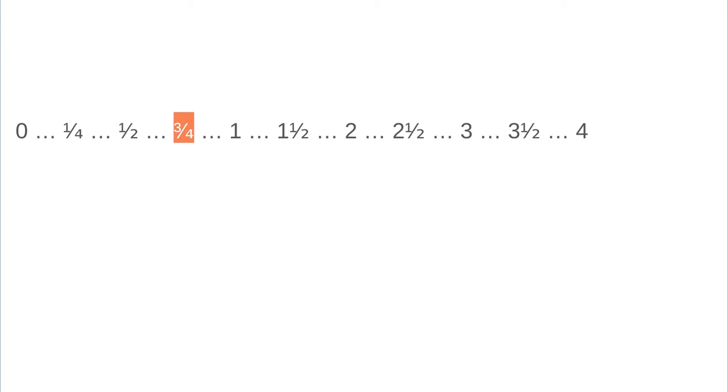So, in a sense, we're just counting here. We go 0, 1/4, 2/4, 3/4. 1 would be 4/4. In between 1 and 1.5 would be 5/4, or 1 and 1/4. 5/4 is 4/4, which is 1 plus 1/4. In between 1.5 and 2, well, 1.5 is 1 and 2/4. So we want 1 and 3/4.